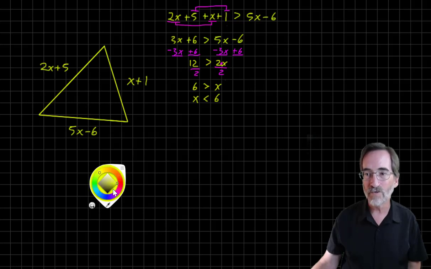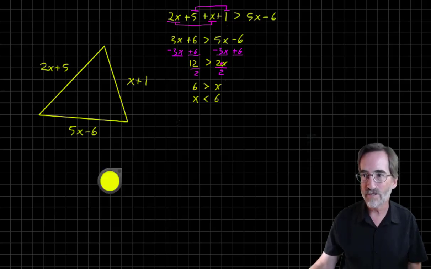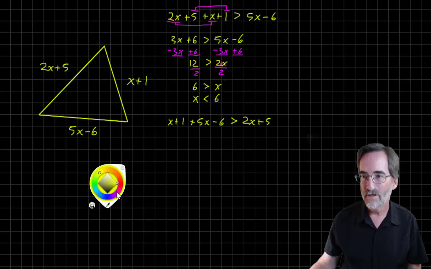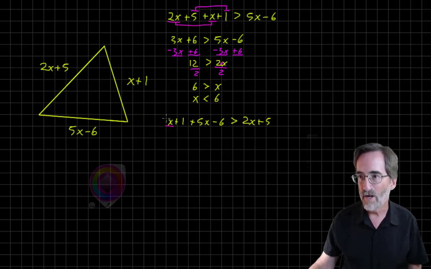But remember, there's 3 inequalities with any equation. So let's take the right side, the x plus 1 and the 5x minus 6. So x plus 1 plus 5x minus 6. Those two sides have to be greater than the third side, 2x plus 5. And so let's go through the steps again. Let's combine like terms. 1x and 5x makes 6x. And 1 and negative 6 together make negative 5.